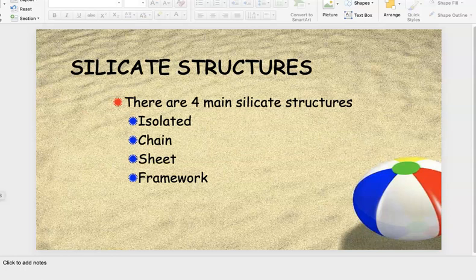All right, so there are 4 ways that we can arrange those tetrahedra. Perhaps this is the reason why those minerals all looked so different from one another. We'll talk about each of these in turn, but isolated, chain, sheet, and framework.